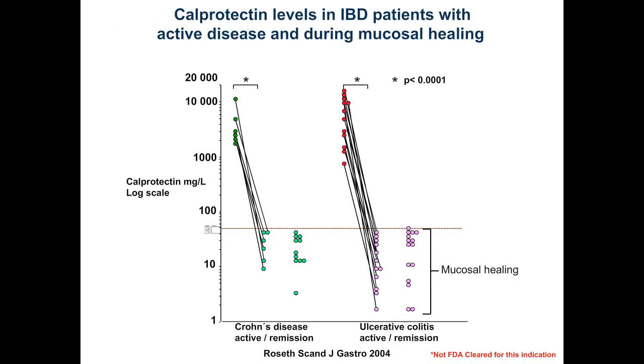And this is also a very, very important slide. I started to see normalization of calprotectin in patients with IBD. Back then, this is before turn of the century, we thought that you could not obtain mucosal healing in IBD back then. Turned out we were wrong.